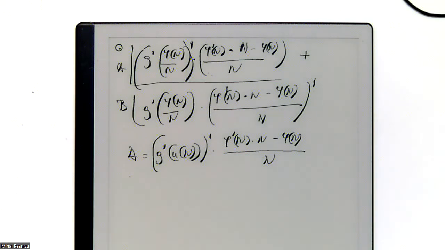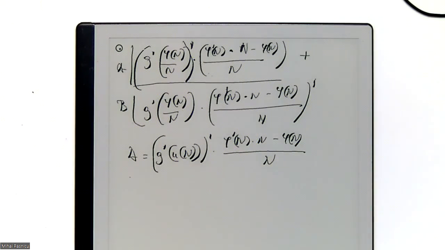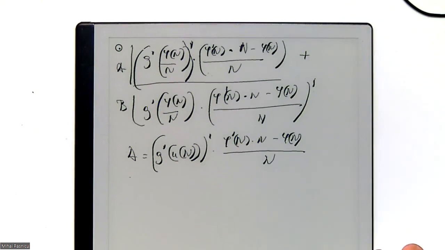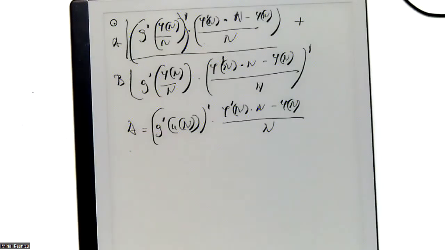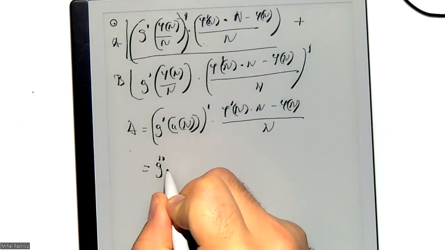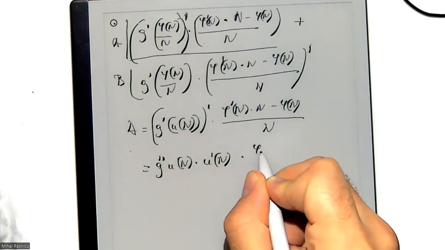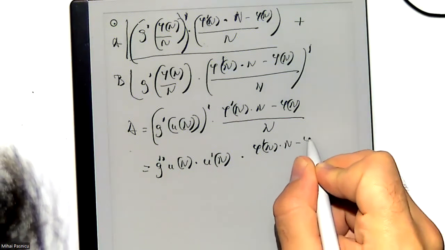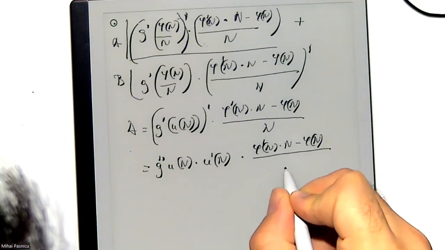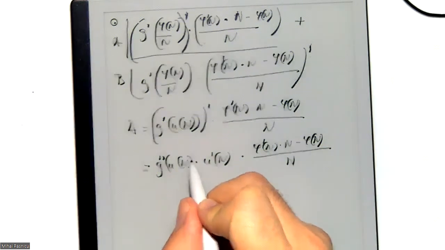Doesn't this look really familiar? If there was no prime here, it's the same problem we had before, right? So what's actually going to change? I'm just gonna have double prime on G. So this is just gonna give me G double prime of U of N times U prime of N times this everything. Okay, everyone okay with this? Okay, we're gonna assume the answer is yes.